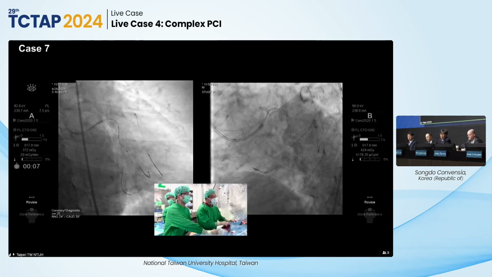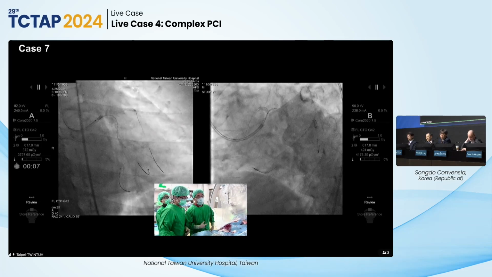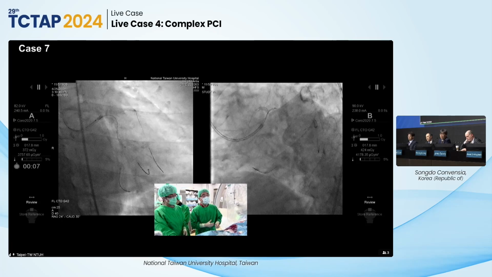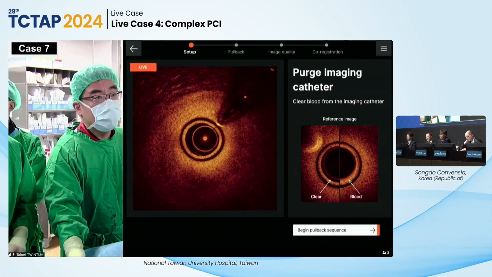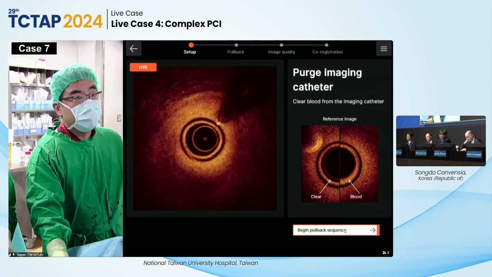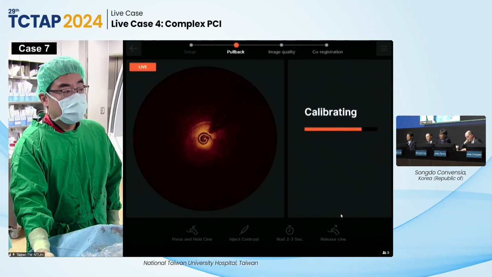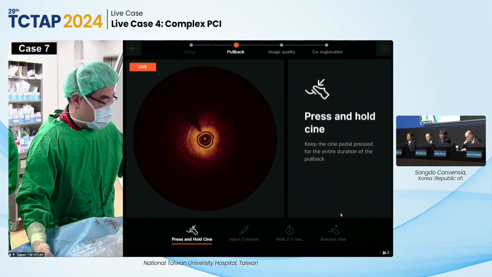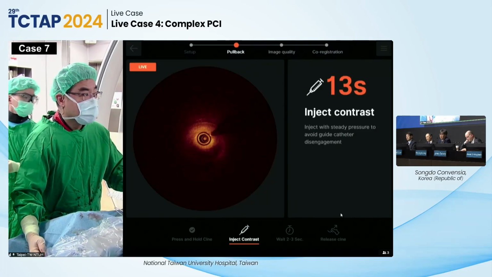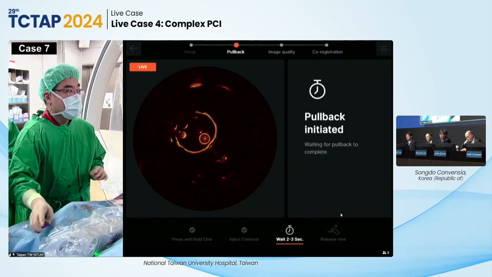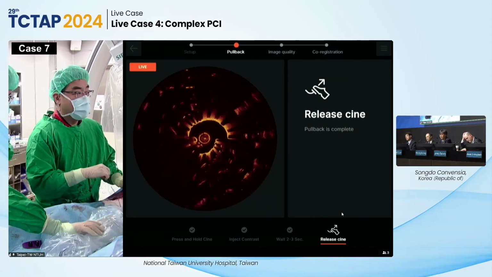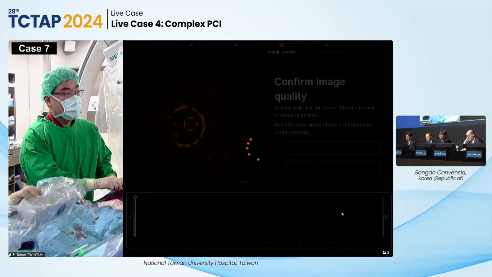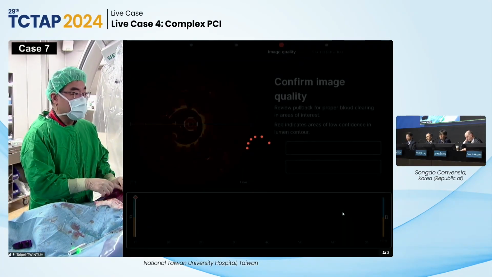Okay, we're ready for OCT. Let's flush the lumen. Okay. Can we run? Okay, let's take a look at the result. Obviously, the distal circumflex lesion needs to be stented.